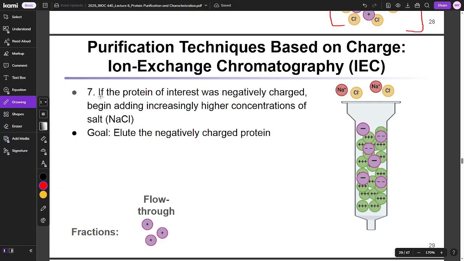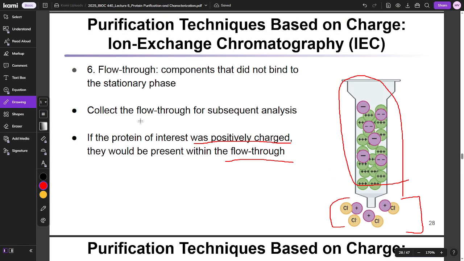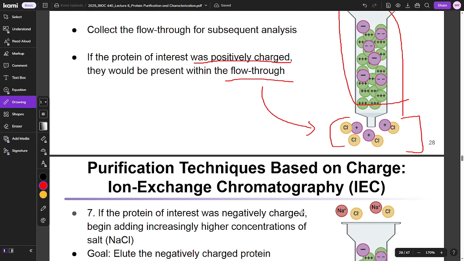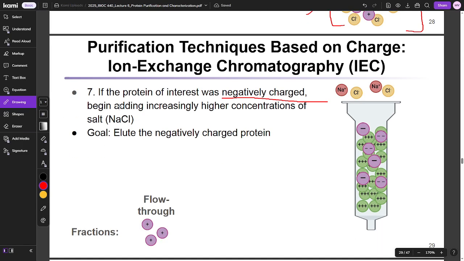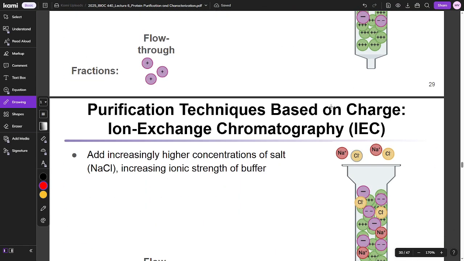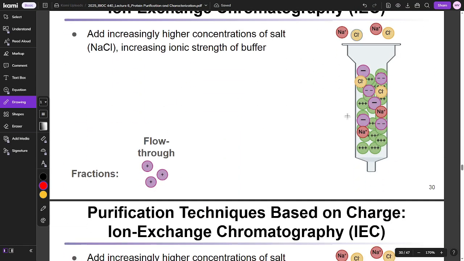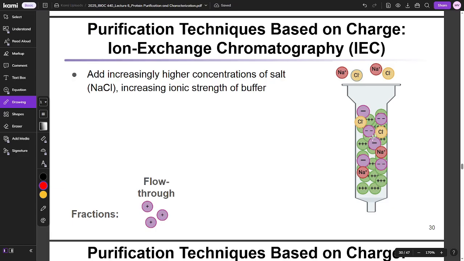Same thing here. If the protein of interest was positively charged, it would be present in the flow through. If it was negatively charged, you would begin adding very high concentrations of sodium chloride, and this would cause the chloride to start bumping up against these negative charges and pushing them out, basically replacing them. Like a probability game.